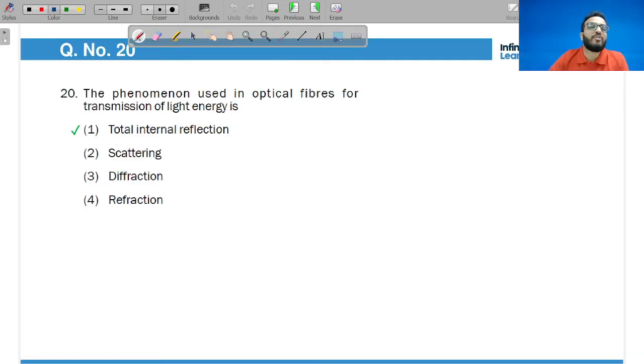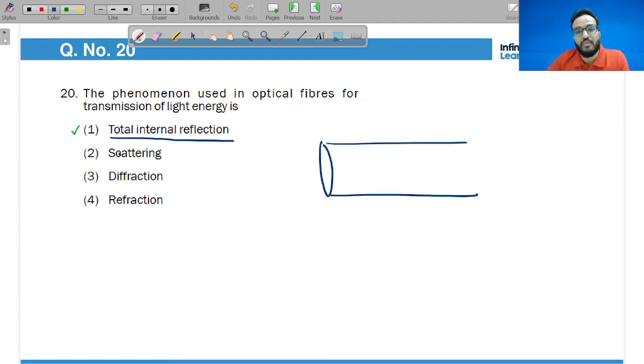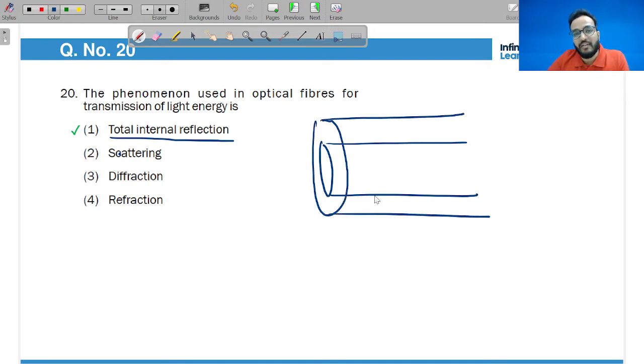The phenomenon used in optical fibers, everybody remembers that, is total internal reflection. We all know this because in optical fiber what happens? This is the core and this is the cladding, right?